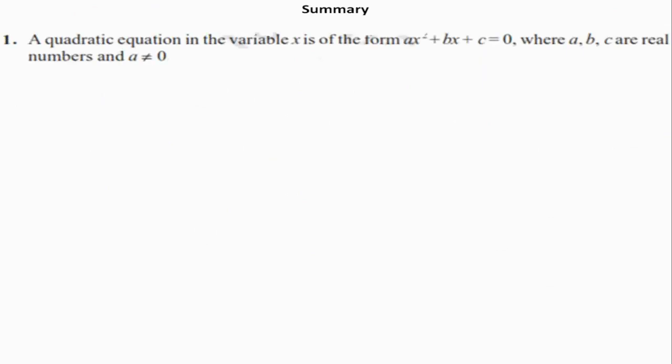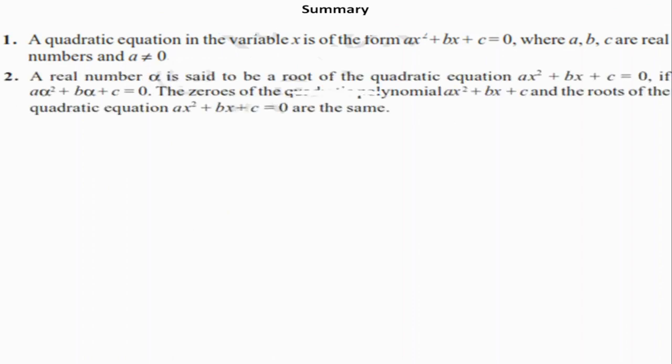Before finishing, here is a summary. The quadratic equation is ax square plus bx plus c equal to 0, where a, b, c are real and a is not equal to 0. What are zeros? If alpha is a zero, then alpha must satisfy the quadratic equation ax square plus bx plus c equal to 0. That means a alpha square plus b alpha plus c equal to 0, and alpha is called the zero or root of this quadratic equation.